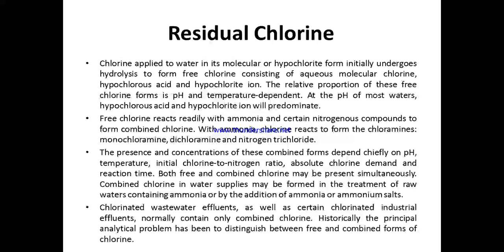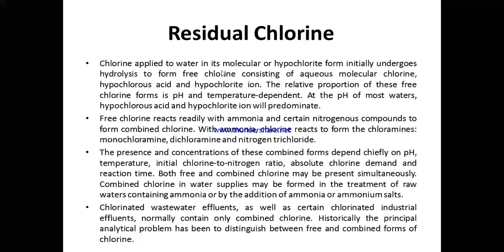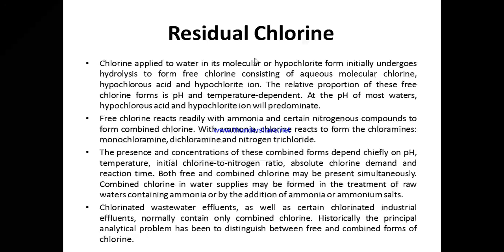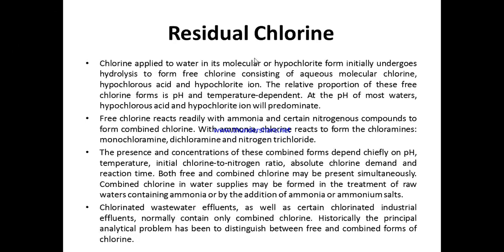Okay, so chlorine is applied to water in its molecular or hypochlorite form, which initially undergoes hydrolysis to form free chlorine, just like calcium oxychloride, that is bleaching powder. Ultimately it is going to liberate chlorine. Okay, but before that, what happens basically is it is added in hypochlorite form. Okay, because in loose form it's not available. So, suppose calcium oxychloride, okay, in hypochlorite form it is added, and gradually it is going to liberate free chlorine, and that is going to treat the microbes and other bacteria.